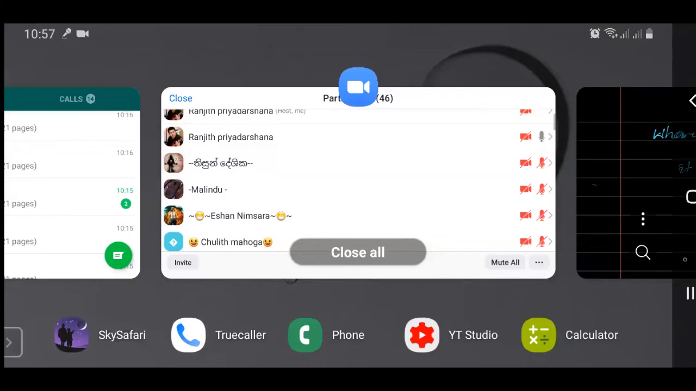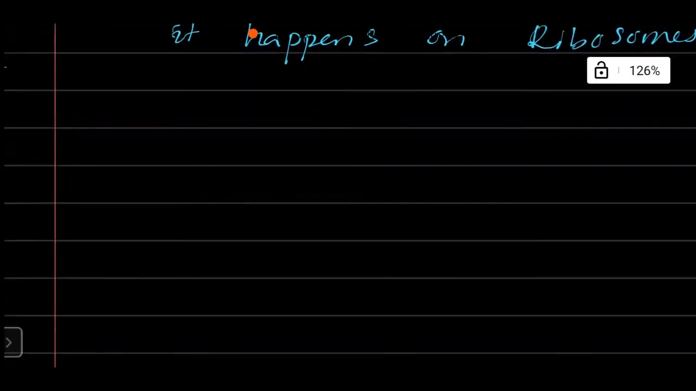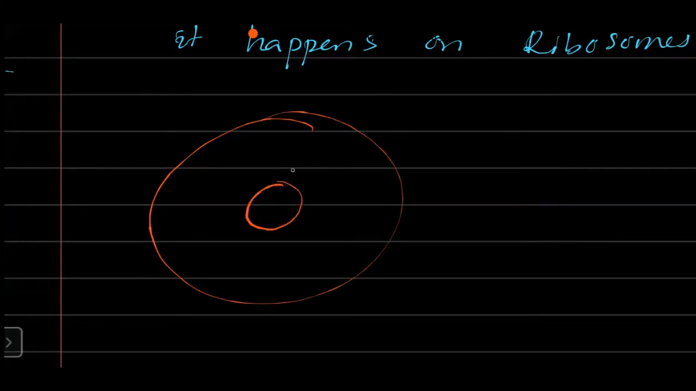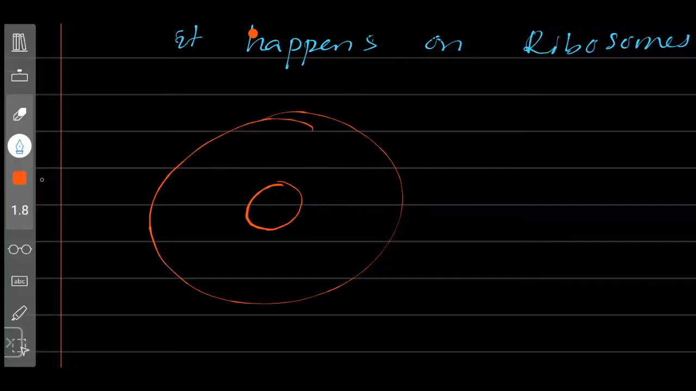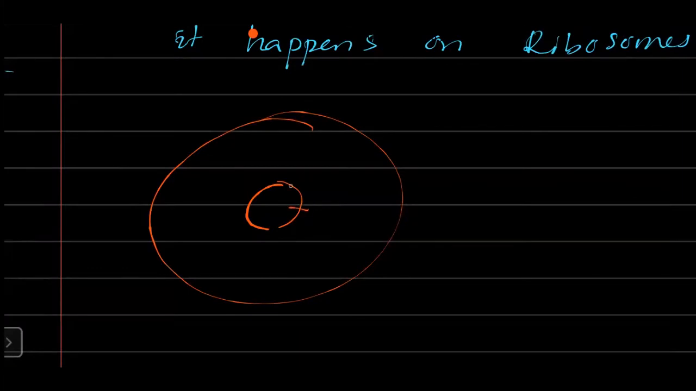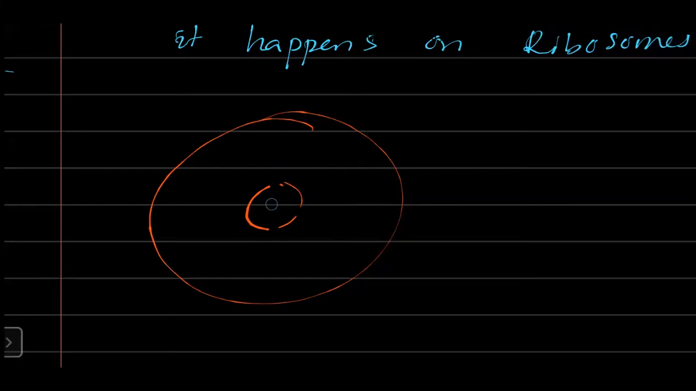Okay, I'll draw a line diagram, then I'll show that to you. Where are the ribosomes? Is this our cell? And in the middle of that the nucleus exists, with the nuclear envelope. Double membrane nuclear envelope, and nuclear pores can be seen here. And the nucleolus, and you can see this.